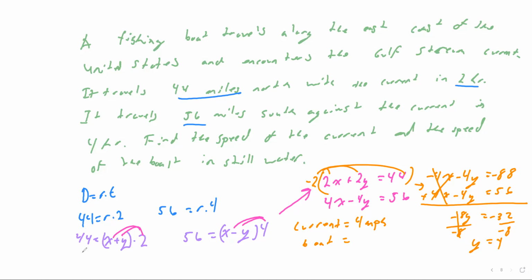So this becomes 44 equals 2x plus 2 times 4. I distributed it and then also went ahead and plugged in. So this gives me 44 equals 2x plus 8. Subtract the 8 over, and I get 36 equals 2x. Divide by 2, and I get 18 equals x. So the boat speed is 18 miles per hour.